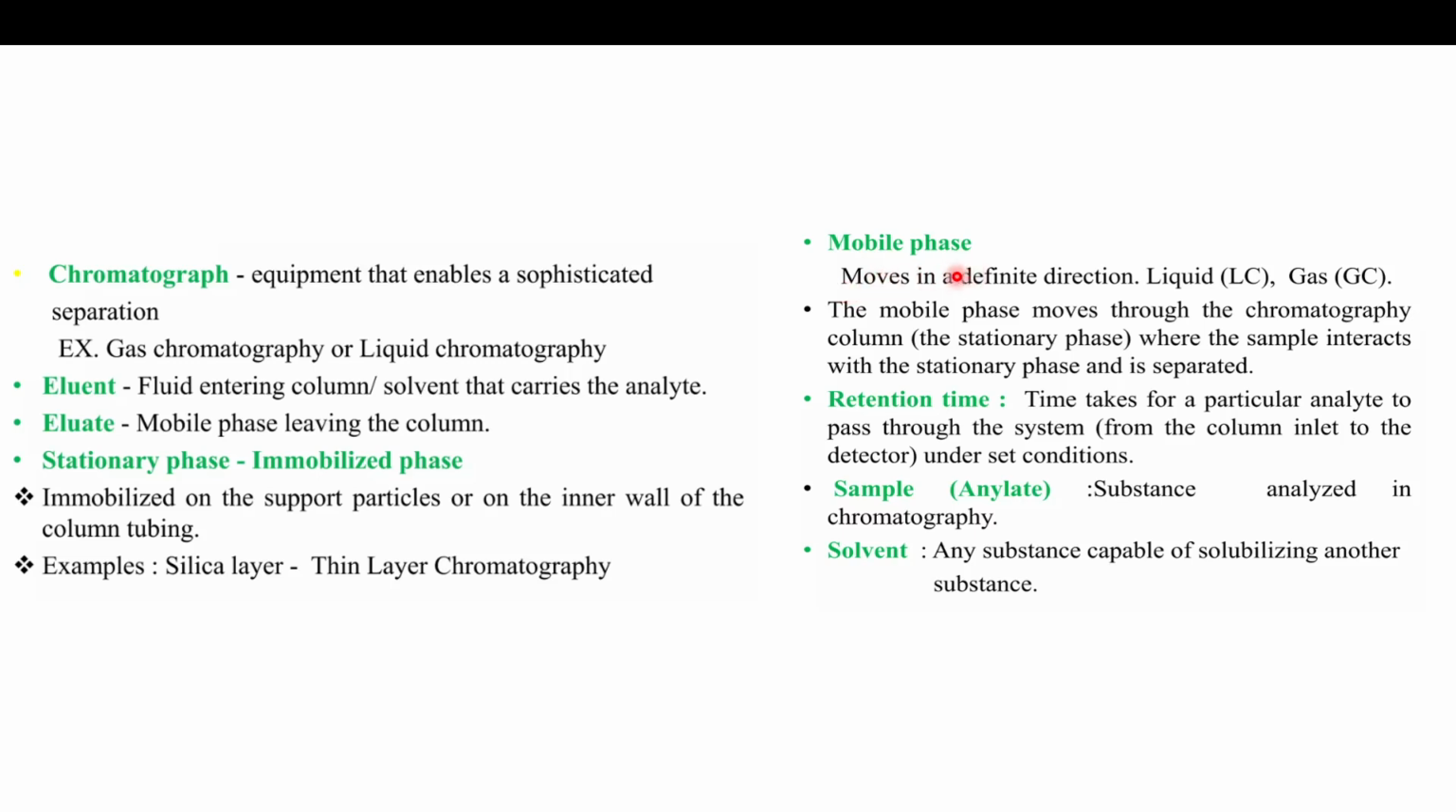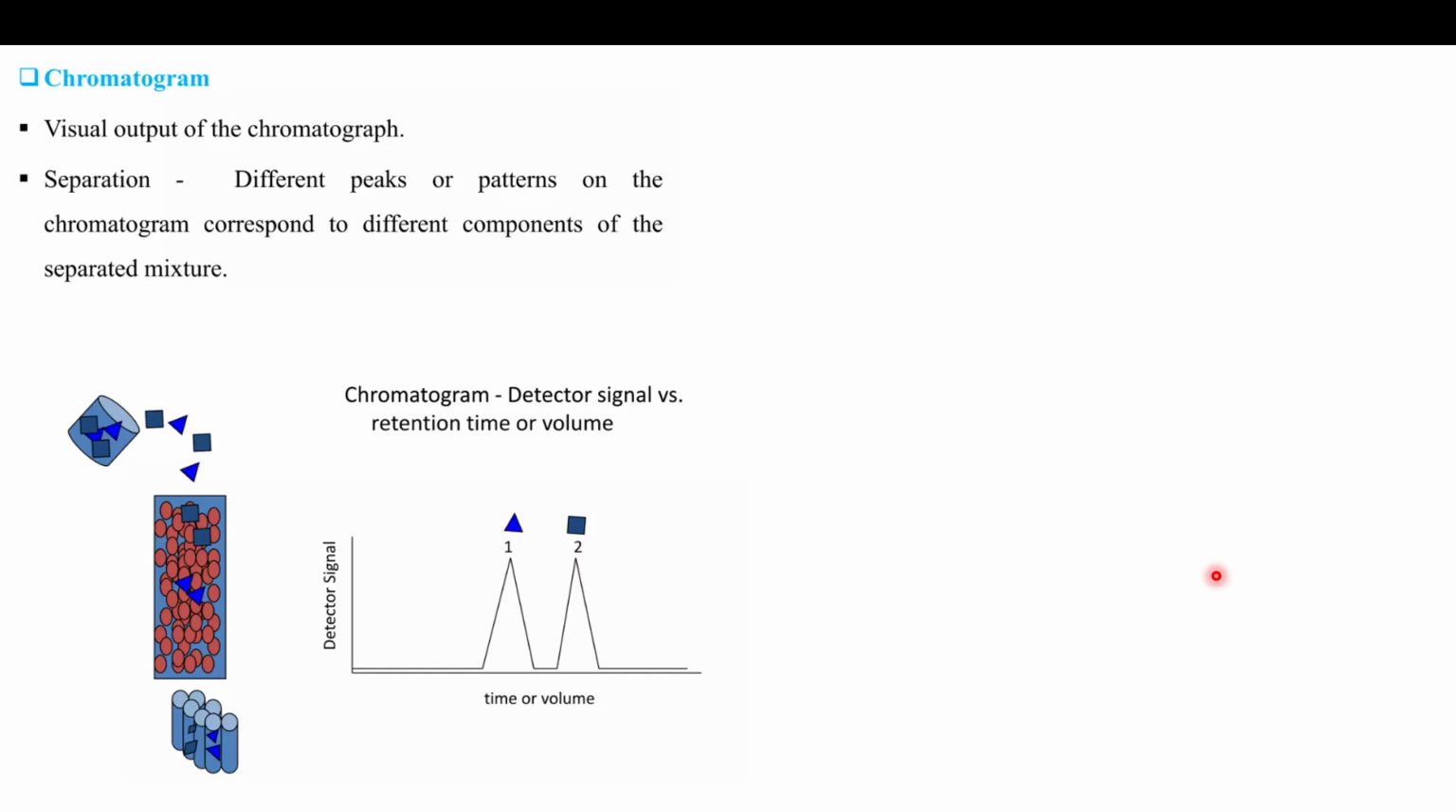Then the mobile phase basically moves through the column or the stationary matrix, where the sample can interact with the stationary phase and is separated. Then there's another term called retention time, which is the time required for a particular analyte to pass through the system under the given buffer conditions or pH conditions, etc. And the sample or analyte is the substance that you wish to purify, and solvent is any kind of substance that can solubilize another molecule or another substance.